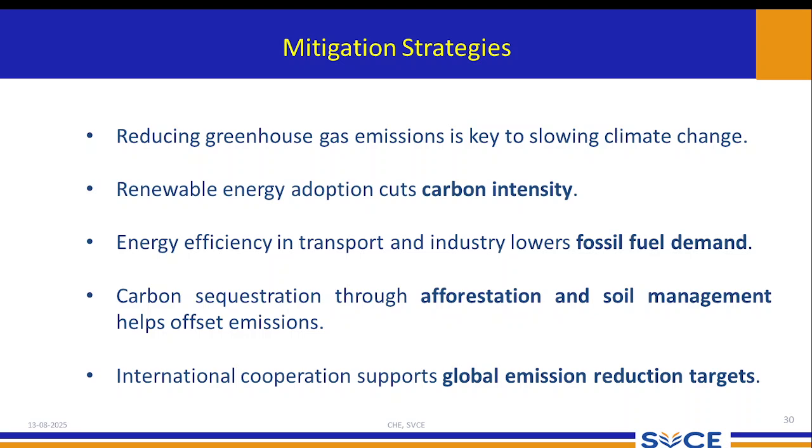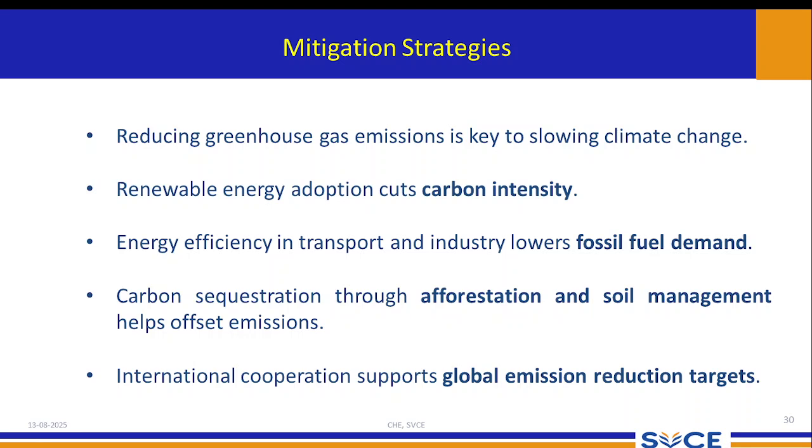Reducing greenhouse gas emission is key to slowing climate change. Adaptation means after it has happened, how to protect ourselves. Mitigation means trying to reduce it from the source itself so that it will not happen again. Reducing greenhouse gas emission is the key thing that needs to be done.